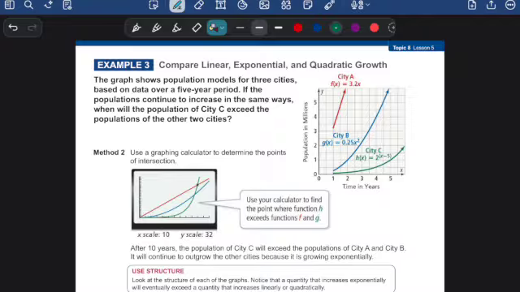So to do that, all you would do is you would go to y equals on your graphing calculator, and you would type in these three equations, and then you would just change your window here to fit the scale that they've given you. That way you could see all the way out here.